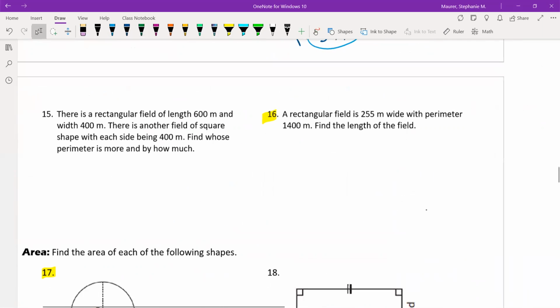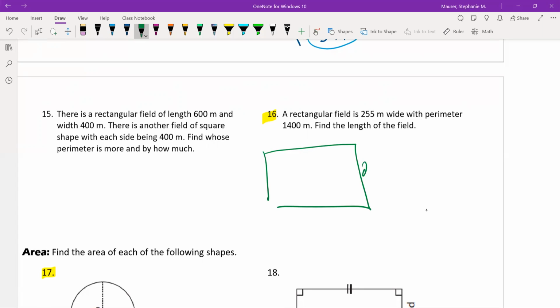Okay. Going on to the next page, we have some word problems here. I just want to help you set up problem 16 because this one tends to give people a little bit of problems. When reading this, it says you have a rectangular field. It's beneficial to kind of draw a picture here. And the rectangular field is 255 meters wide, but it doesn't really tell us our length. So we're missing length at this point.